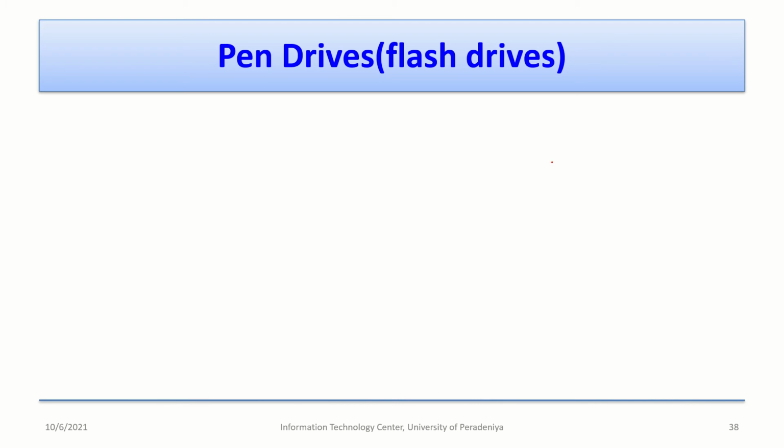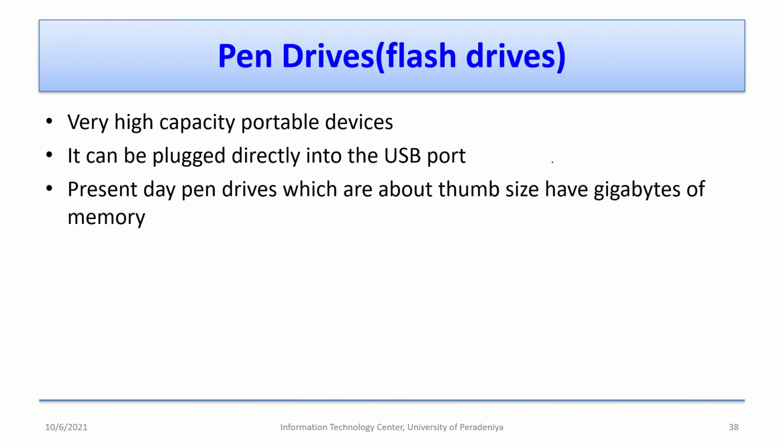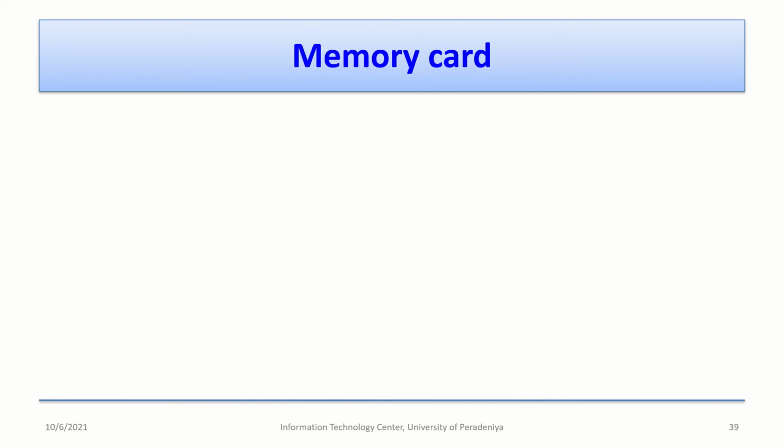The next one is flash drives, or flash pen drives. These are very high capacity portable devices that can be plugged directly into the USB port. Nowadays pen drives are about thumb size, very small, and even though they are small in size, they have gigabytes of memory. Like this, so you know these things.